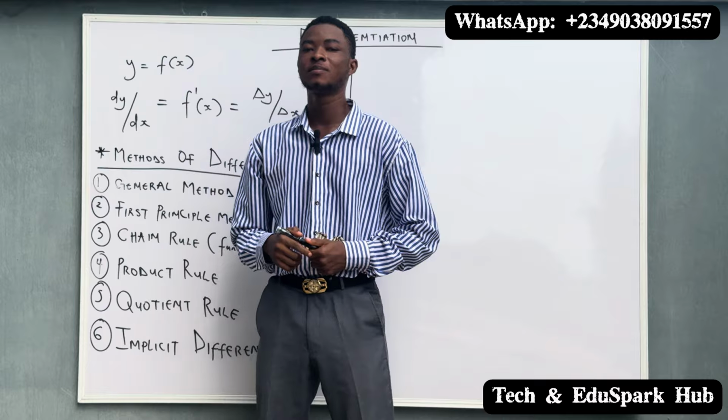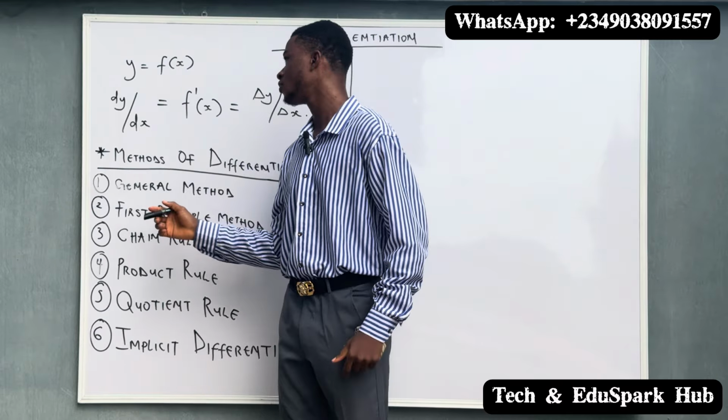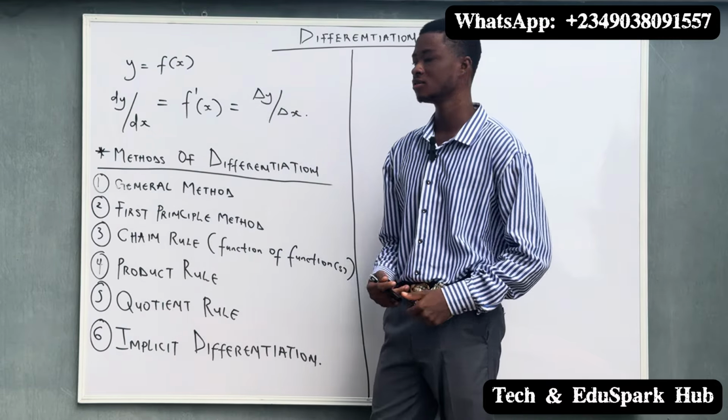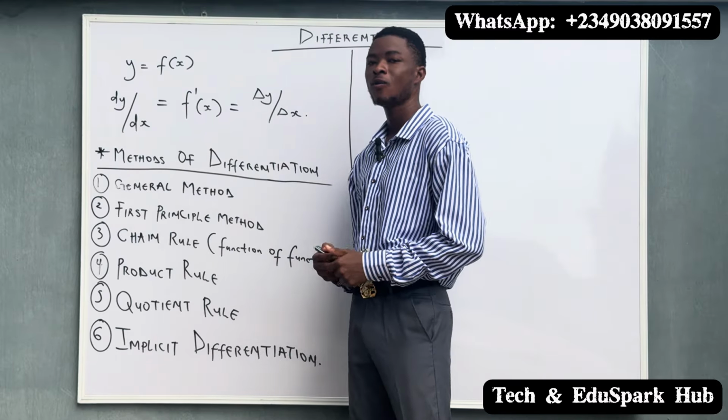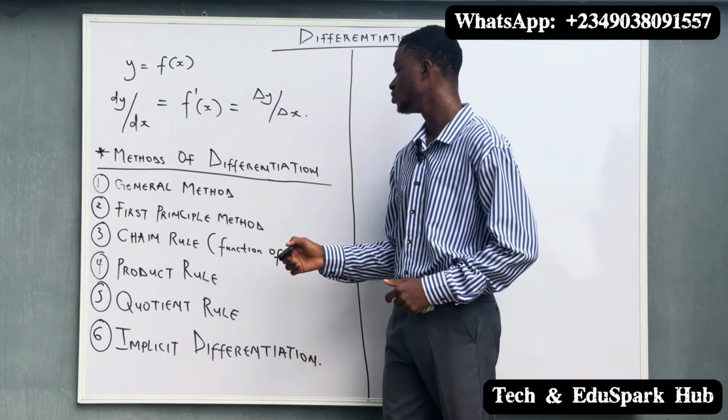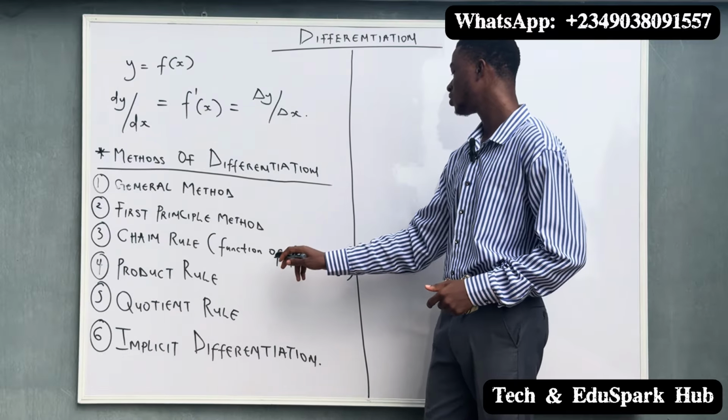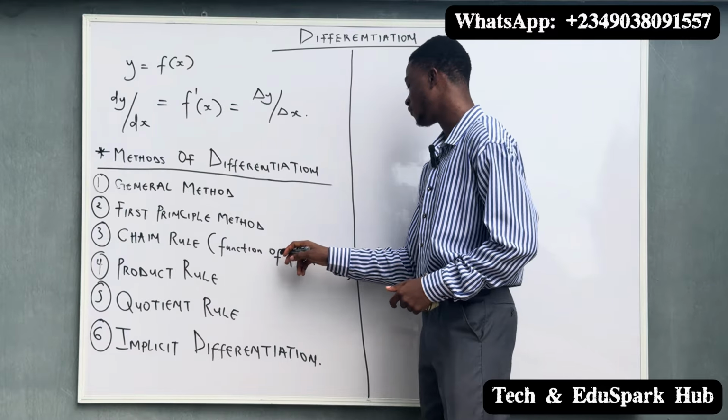So here are the 6 methods of differentiation. We have the first one, which is the general method. We have the second, which is the first principle method. And we have the third one, which is the chain rule, which is also known as function of function or function of functions.